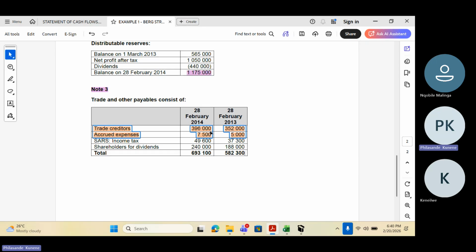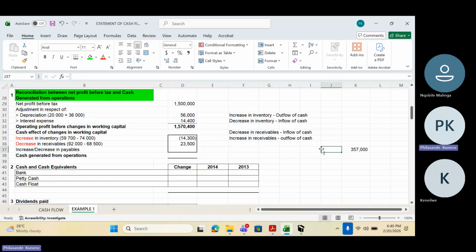396,000, and then plus the 7,500. So which means now how much are we going to have in the current year? 396 plus the 7,500, we're getting 403,500 in total. So you need to work out the new totals, right?